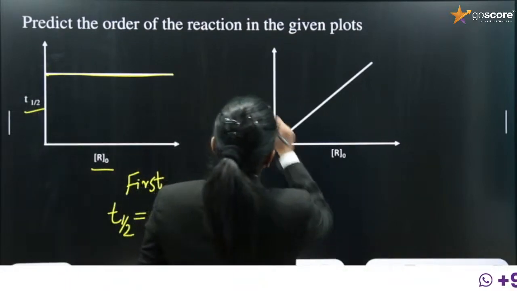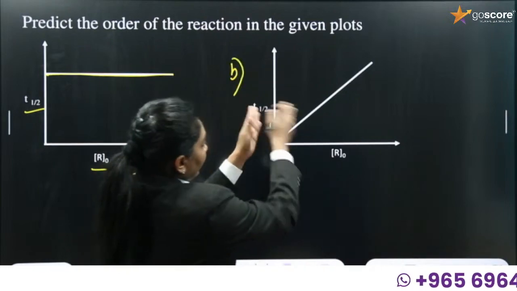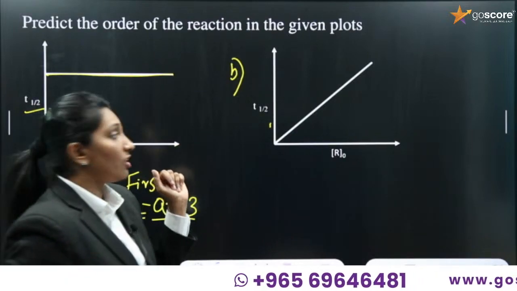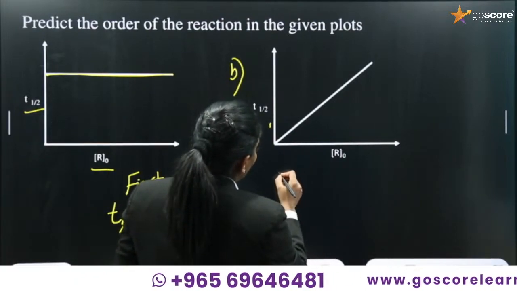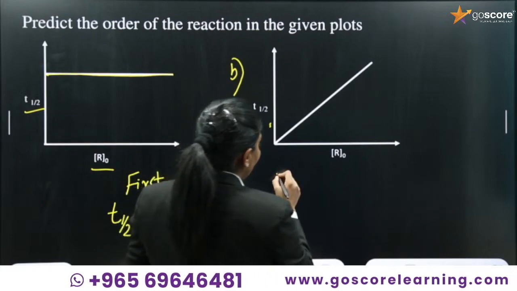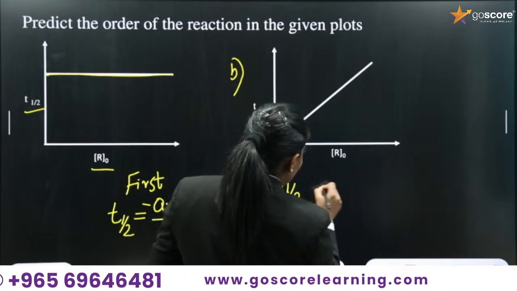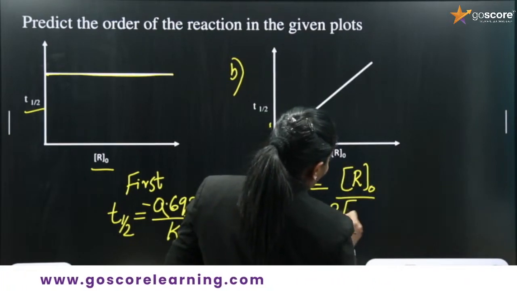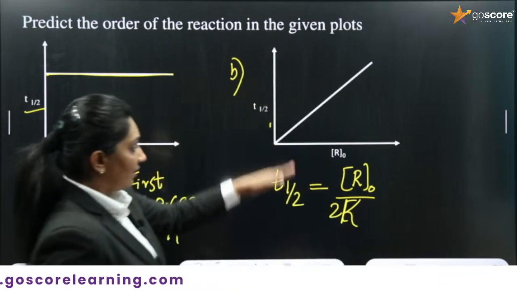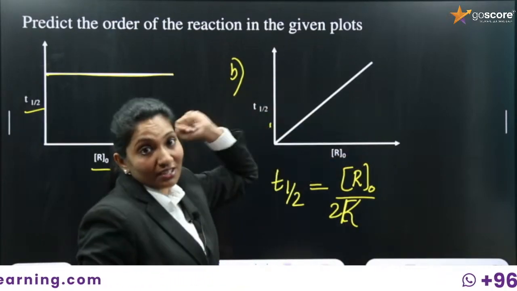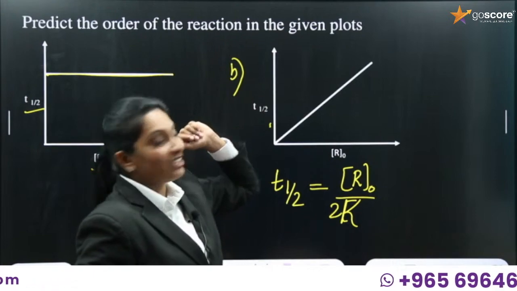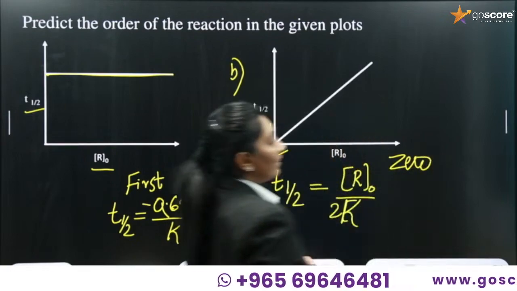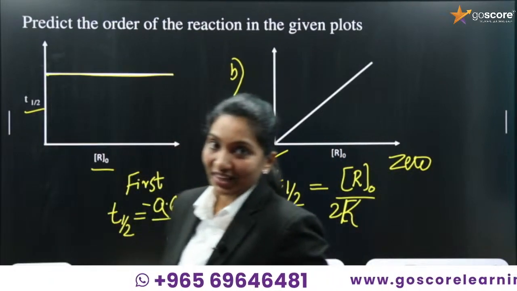So for the second question, see, the half-life is directly proportional to the initial concentration of reactant. So what will it be for a zero order reaction? What is the T half value we are getting? T half is equal to A0 by 2K, right? See here the T half is directly proportional to the initial concentration of reactant. So this will be the graphical representation of a zero order reaction. See how easily we find it out, right?